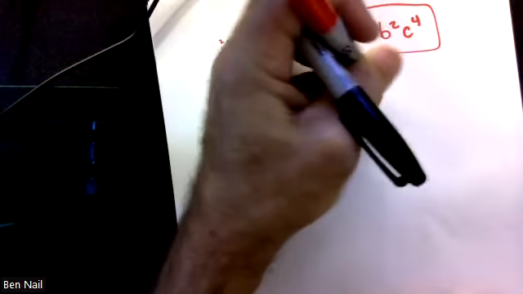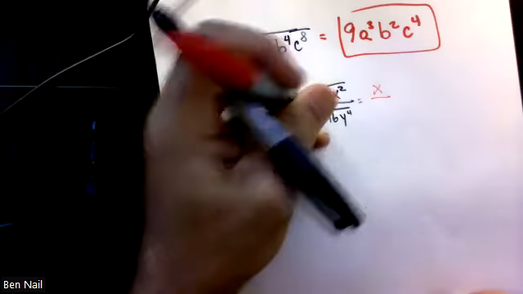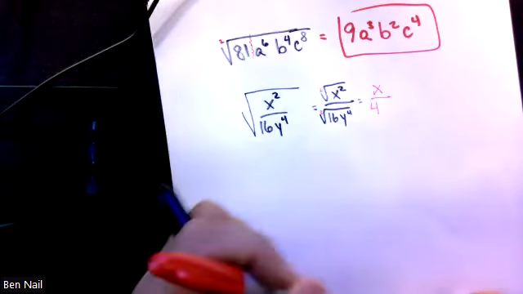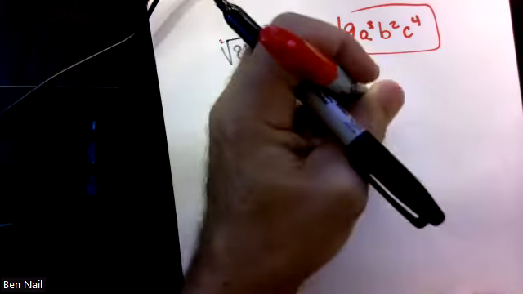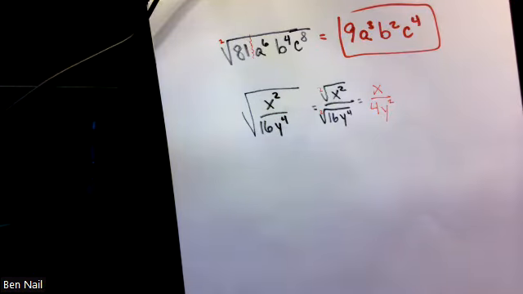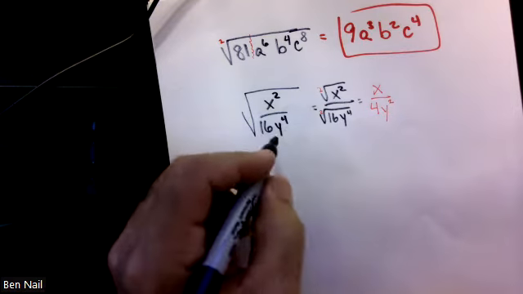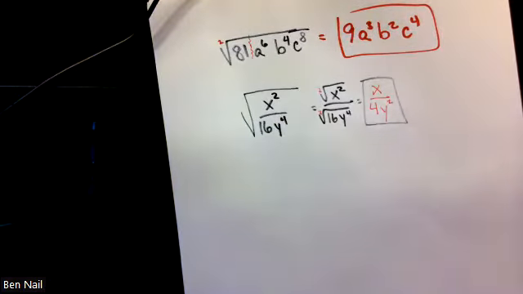2 divided by 2 is x to the first. The square root of 16 is 4. And again, variables and exponents divide. 4 divided by 2 is 2. The correct solution to the square root of x squared over 16 y to the fourth is x, or x to the first, over 4 y to the second.